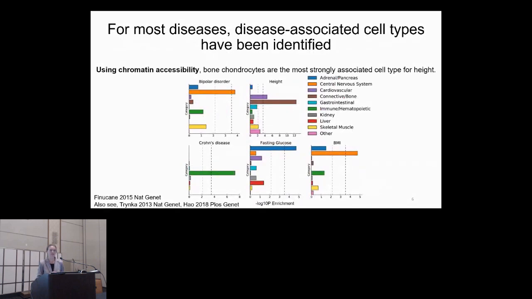And in fact, for most complex traits and diseases, associated cell types or tissues have been identified. And for this talk, I'm going to use cell types and tissues interchangeably. So for example, using chromatin accessibility, the authors that developed stratified LD score regression found that bone chondrocytes are the most strongly associated cell type for height.